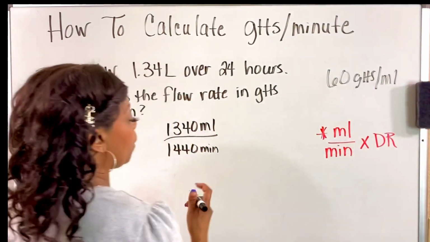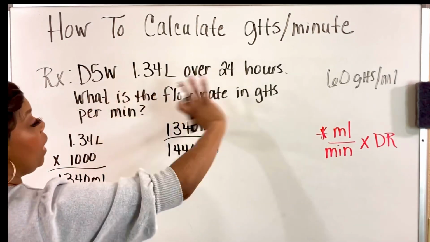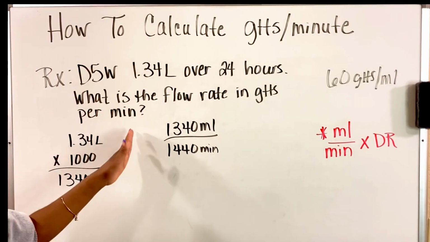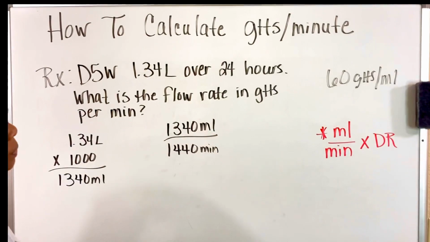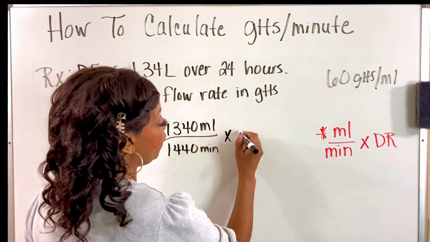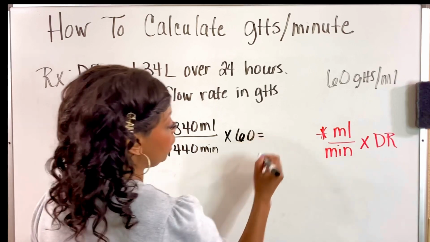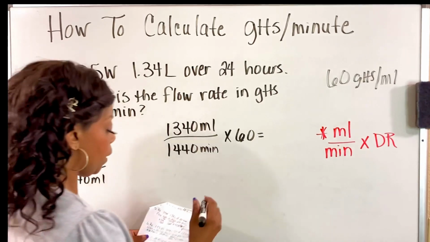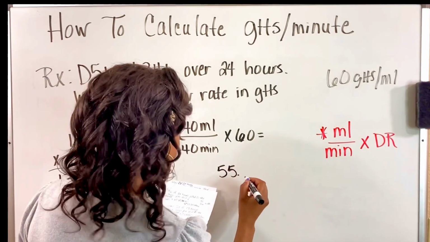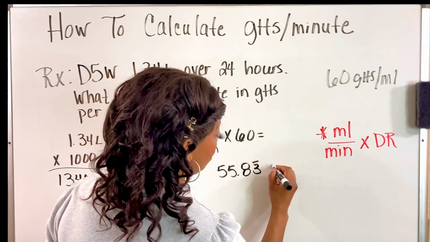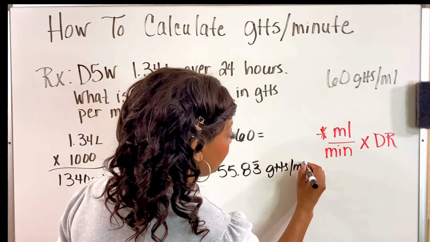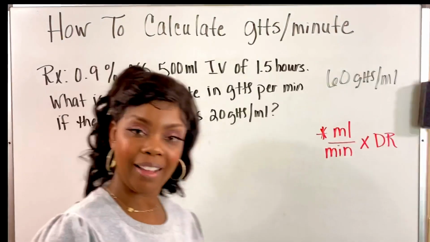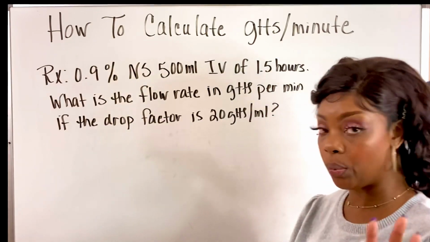And what are we multiplying that by? In order to get our drops per minute, since we do not have a drop rate, we're going to multiply that times 60 drops per milliliter, and that's going to give us our drops per minute. So that's going to be 55.83 drops per minute. Wonderful. Okay, got 4 more to go. We're getting close. We're on number 6, so we have 4 more to go.